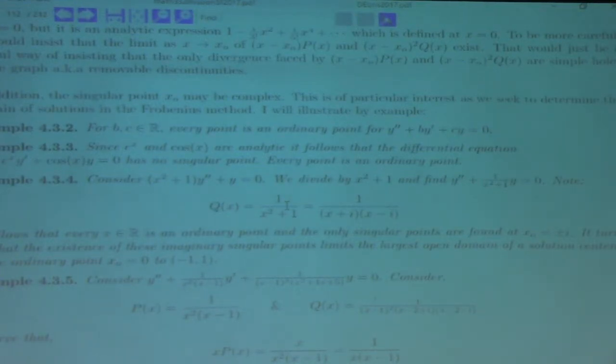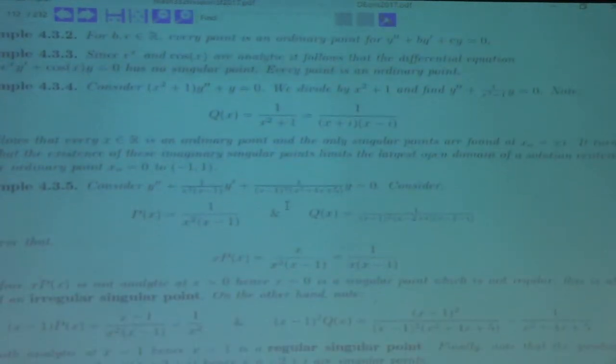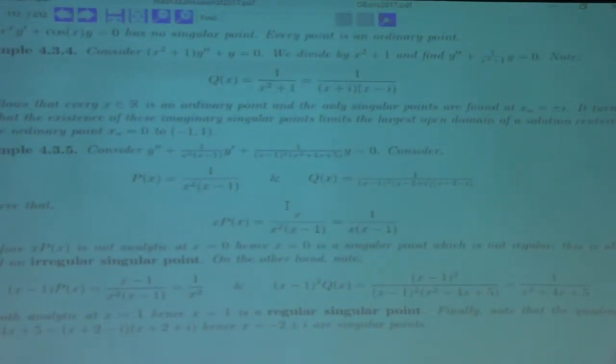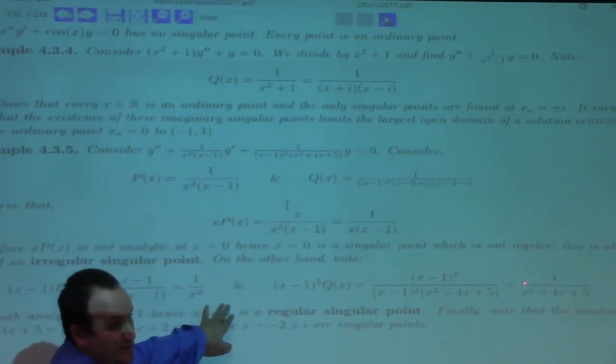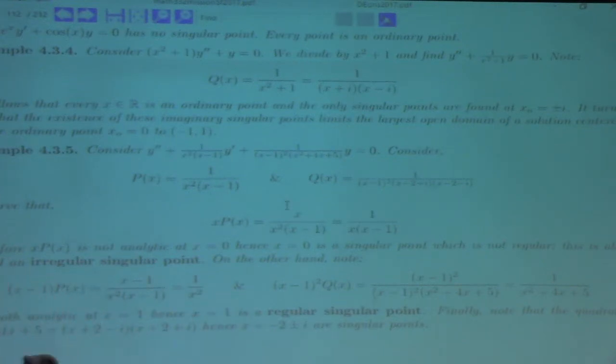I think x = 1 is a regular singular point here, though, because if we look at (x − 1) times p(x), we get these clear out, and you're just left with 1/x². That is analytic at 1. You can find a power series expansion for that at 1. And (x − 1)² q(x) gives me that, which again is analytic at 1. So this example has 0 as an irregular singular point, but 1 as a regular singular point.